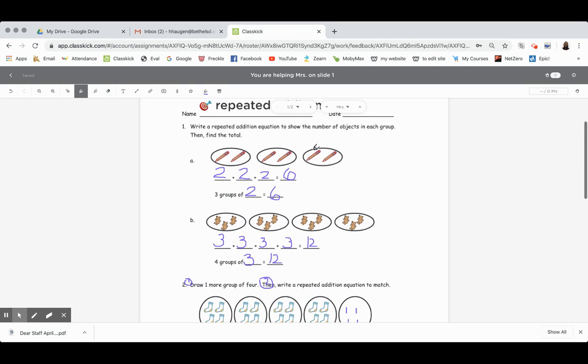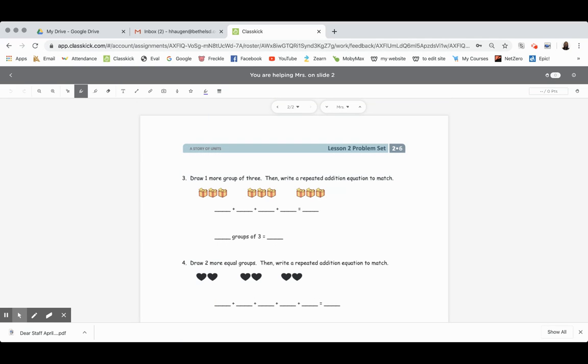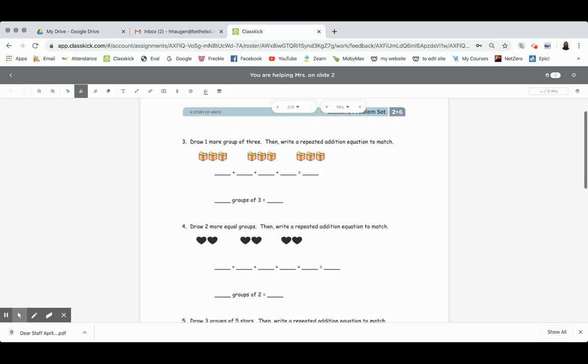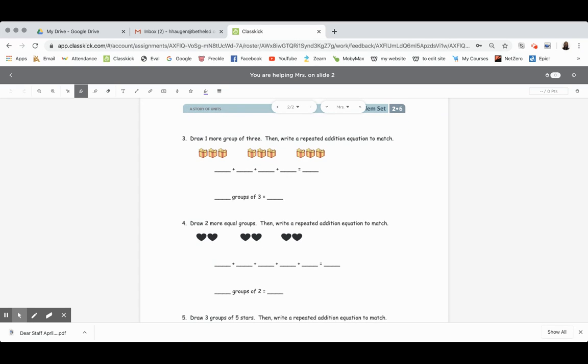All right, that's our first page. If we turn over to page 2, we're going to continue. It says, draw 1 more group of 3. Then write a repeated addition equation to match. So again, we have 1 direction here, and we have a second direction here. So we have to be sure that we do all of these directions.